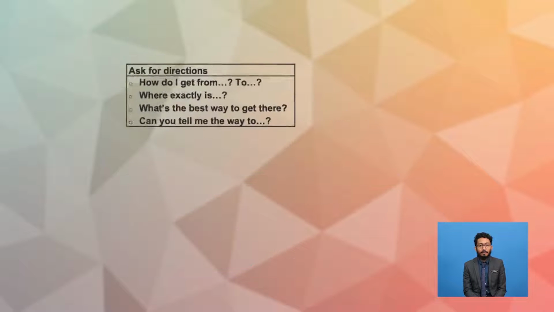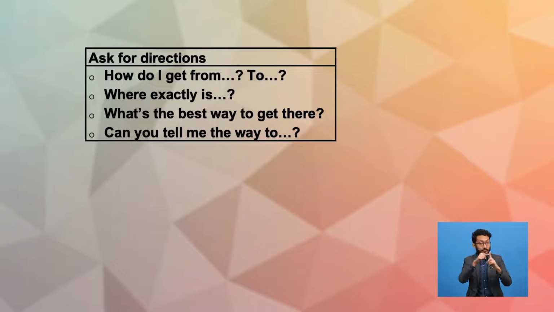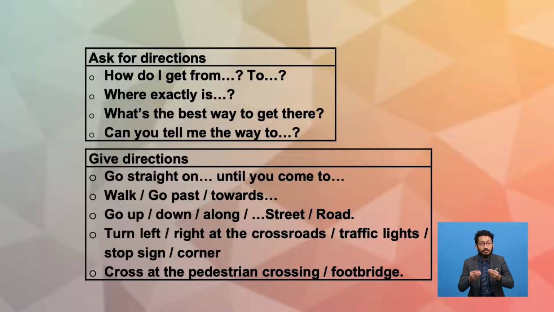To ask for directions: How do I get from here to here? Where exactly is this place? What's the best way to get there? Can you tell me the way to? Give directions: Go straight on until you come to. Walk, go past, towards, go up, down, along to the street or road. Turn left or right at the crossroads or traffic lights, stop sign or corner. Cross at the pedestrian crossing or footbridge.